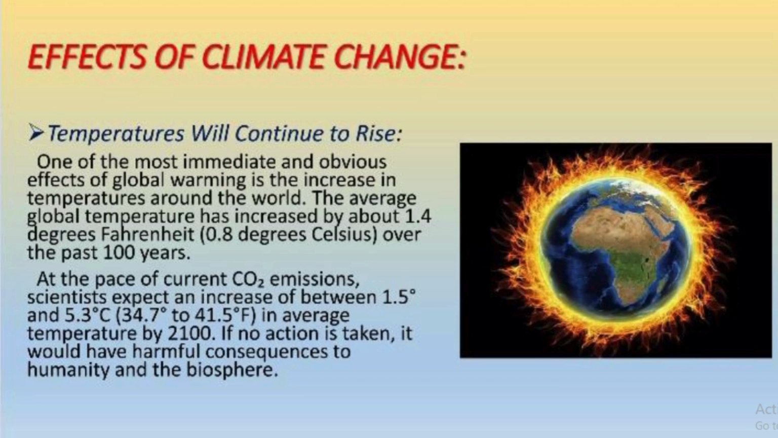One of the most immediate and obvious effects of global warming is the increase in temperature around the world. The average global temperature has increased by about 1.4 degrees Fahrenheit, that is 0.28 degrees Celsius, over the past 100 years. At the pace of current carbon dioxide emissions, scientists expect an increase of about 1.5 to 5.3 degrees in average temperature by 2100. If no action is taken, it would have harmful consequences for humanity and the biosphere.